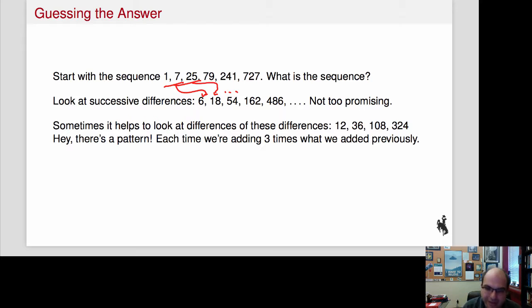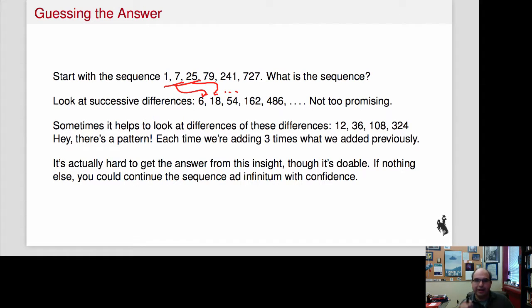Just try stuff. Next thing that I could have tried, incidentally, is 18 divided by 6, 3. 54 divided by 18, 3. 162 divided by 54, 3. So the problem is that I'm looking at the successive difference sequence. You see that there's a pattern there, and that's why you just have to keep trying. If I look at successive differences, 12, 36, 108, 324. 12 times 3, 36. 36 times 3, 108. Yep, I see a pattern.